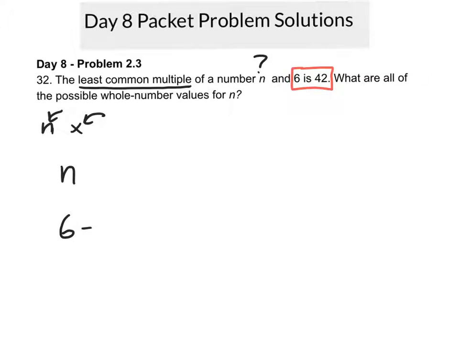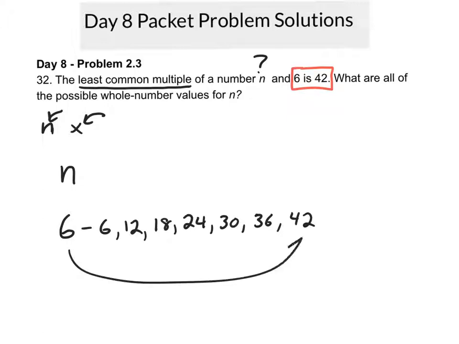So we can say 6 times 1 is 6, 6 times 2 is 12, 6 times 3 is 18, 6 times 4 is 24, 6 times 5 is 30, 6 times 6 is 36, 6 times 7 is 42. So we took 6 times 7 to get to 42. So we can work backwards from that. So 42 is a multiple. How do we get 42? We said 6 times 7 is 42.